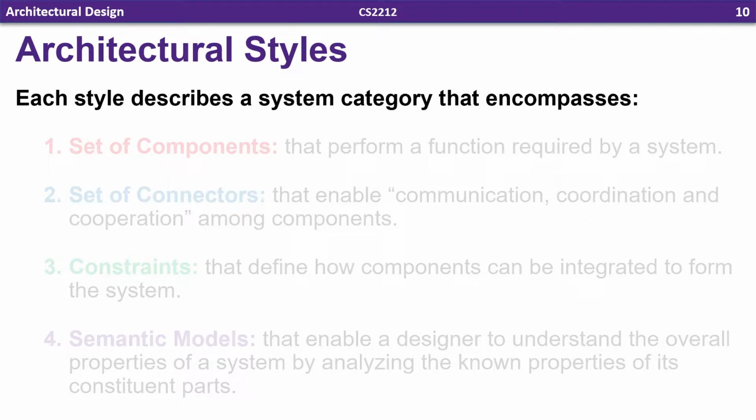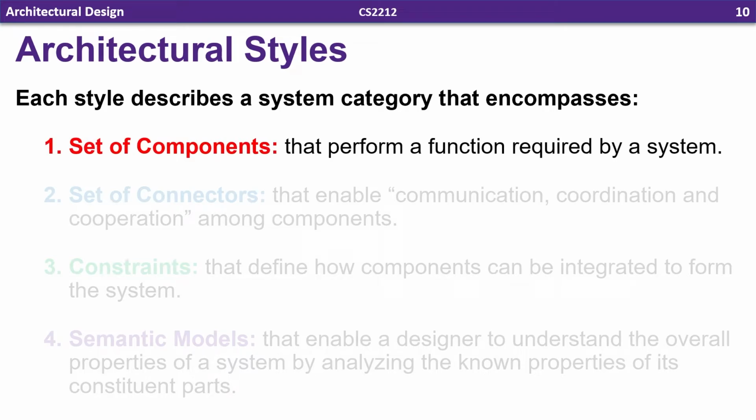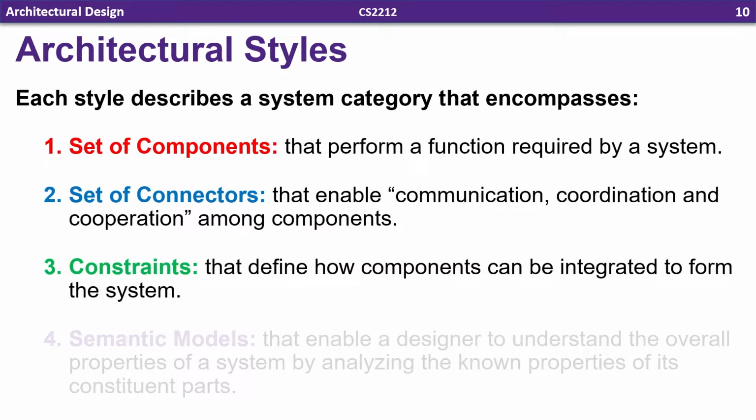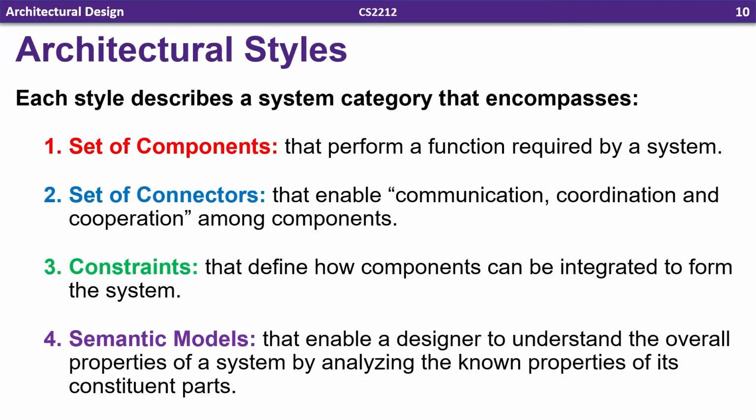Each architectural style describes a system category that encompasses the following items: a set of specific components that perform a function required by the system, a set of connectors that enable communication, coordination, and cooperation among components, constraints that define how the components can be integrated to create the system, and a set of models that enable a designer to understand the overall properties of a system based on the properties of its individual parts. Just like with the building's architectural style, a software's architectural style dictates an overall vision of the system that impacts both its outward appearance and its inner workings.